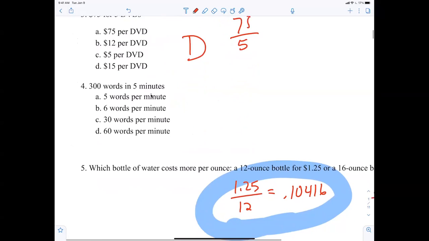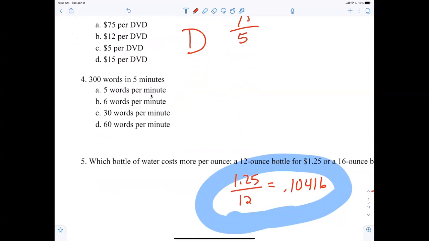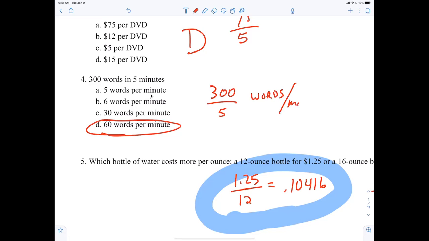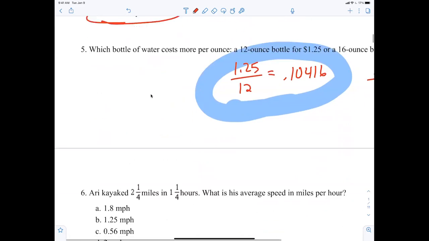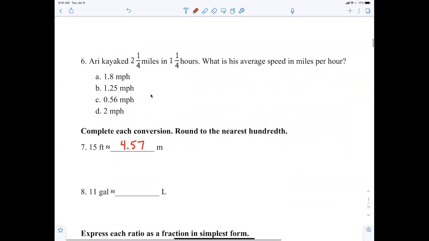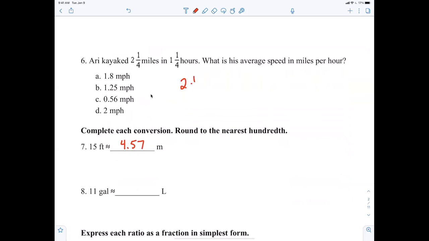All right. Now, London, you're on 4. Oh, 4 is D, because it was just 300 divided by 5. And then again, that gives you words per minute. All right. Number 6 is B, because we're going to do 2 1/4.